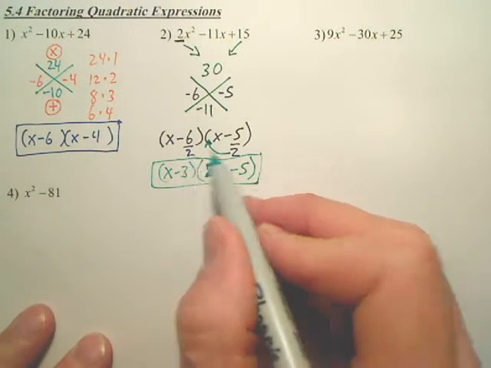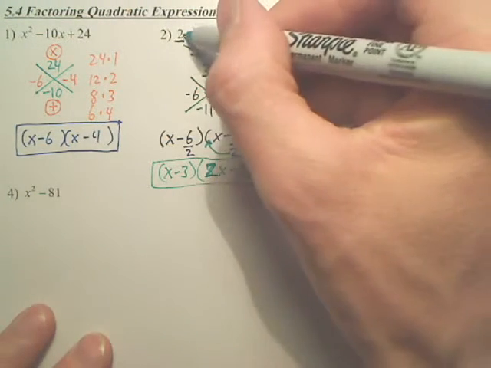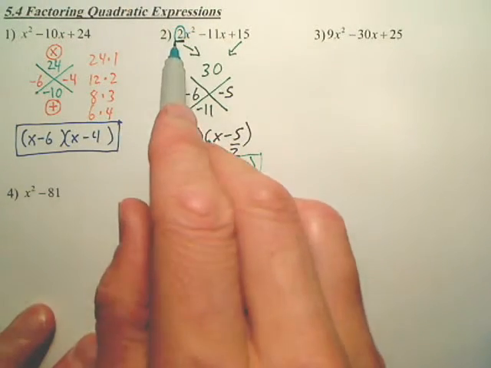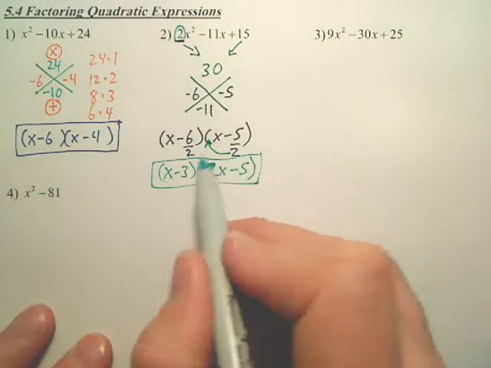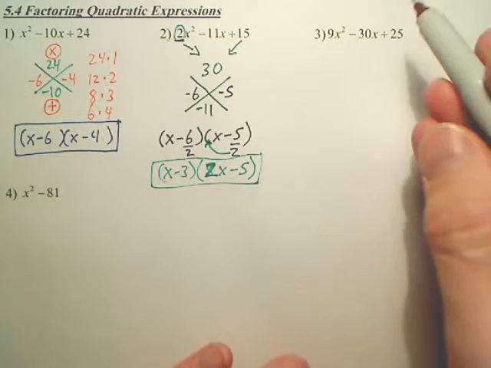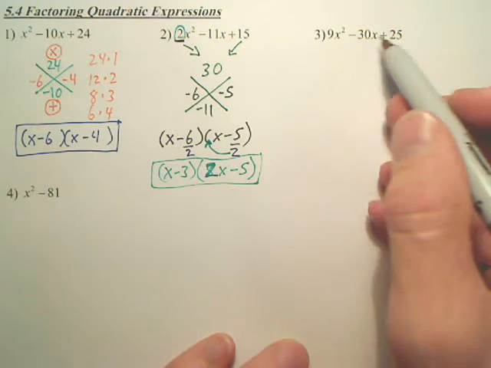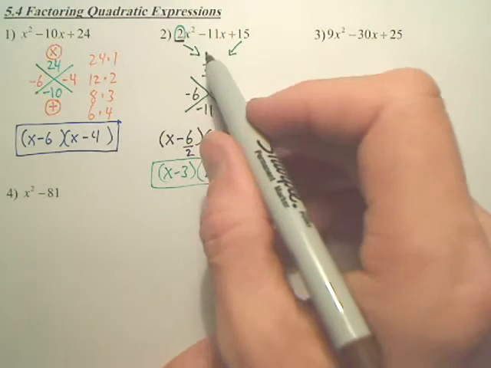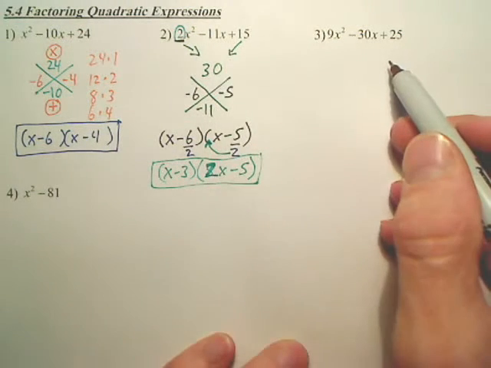When do you do this division bottoms up thing? Whenever there's a number in front. If there's ever a coefficient on the x squared, you have to divide it back out at the end. Okay, number 3. You probably don't want to multiply 9 times 25. You're going to get a really big number. You could do this process here for number 3.